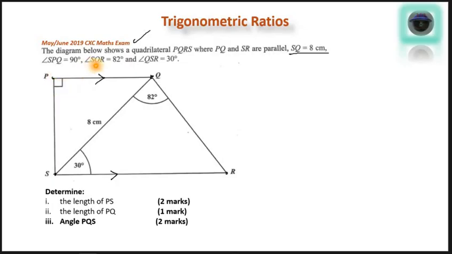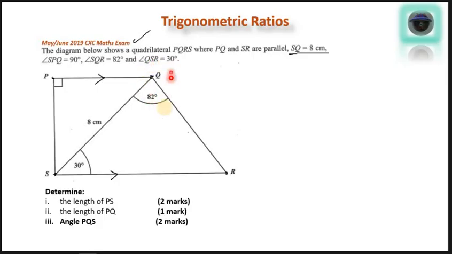Angle SQR, so we go from S to Q and down to R. So we're talking about this angle here, going from S to Q and then Q to R. And so this angle formed here between this side and this side is 82 degrees.